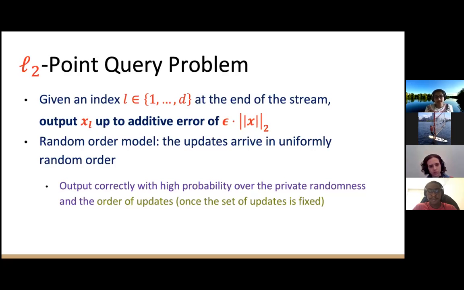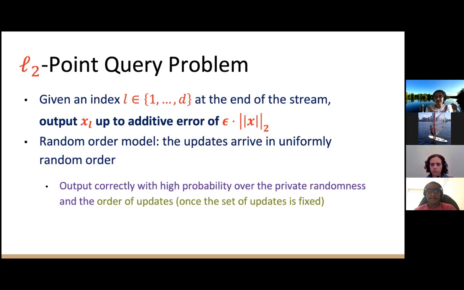What is known for this L2 point query problem? We know that you can solve this problem in space order log m/d by epsilon square, and such an algorithm is correct on every set of updates and every sequence of updates with high probability over the randomness used.